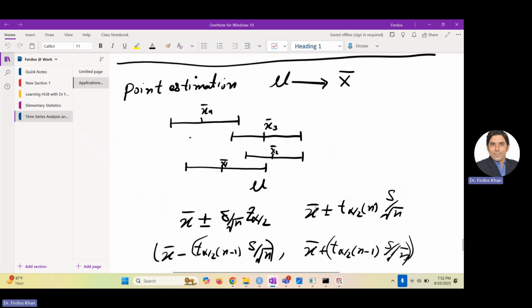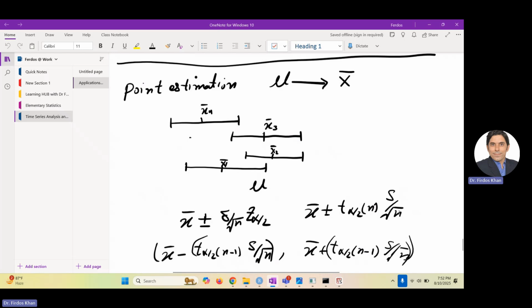So this is the sample mean, plus or minus t alpha by 2, n minus 1, where n minus 1 is the degree of freedom. By the way, it is mentioned as n here, but this should be n minus 1. Then the sample standard deviation s and the square root of the sample size.